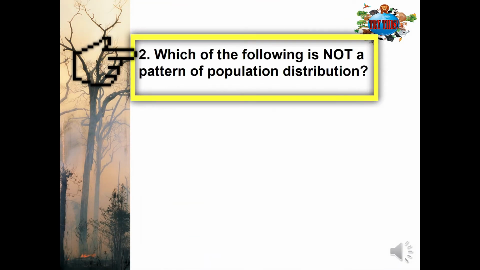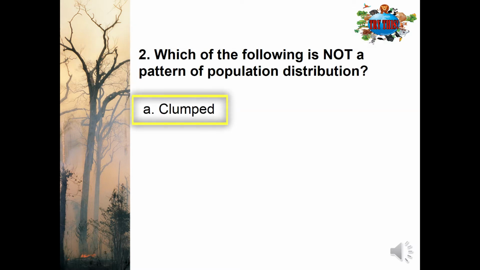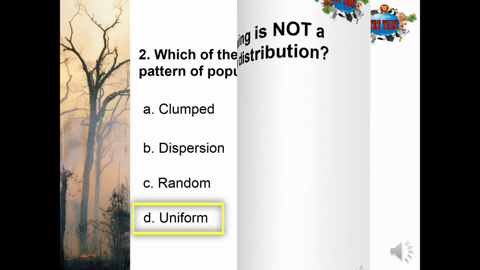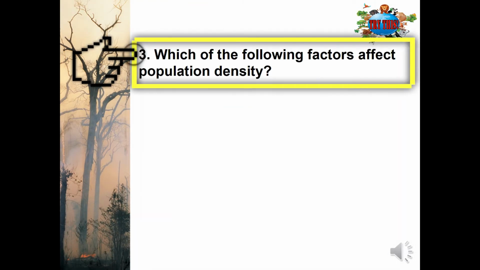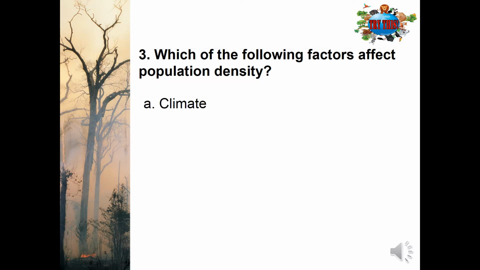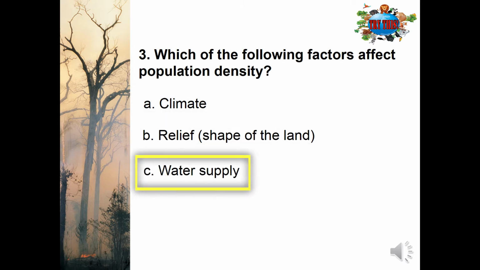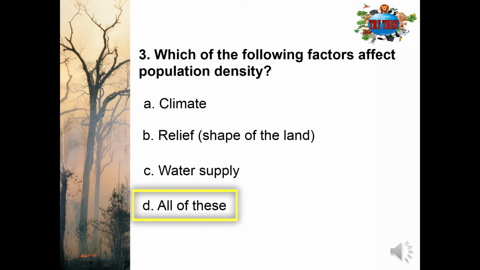2. Which of the following is not a pattern of population distribution? A. Clumped. B. Dispersion. C. Random. D. Uniform. 3. Which of the following factors affect population density? A. Climate. B. Relief, shape of the land. C. Water supply. D.